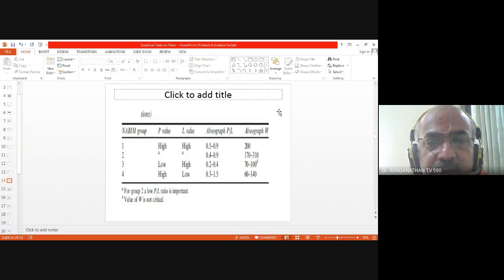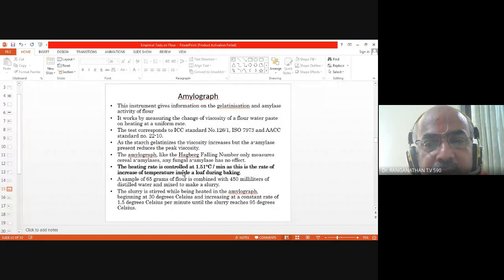So this table is very important when you consider the characteristics of the dough, the alveograph reading that is fit for the preparation of bread. And the amylograph, as the name suggests, is about the starch content, the behavior of starch in the case of wheat flour. So normally, in this case, what happens?